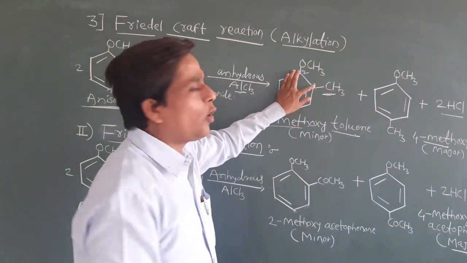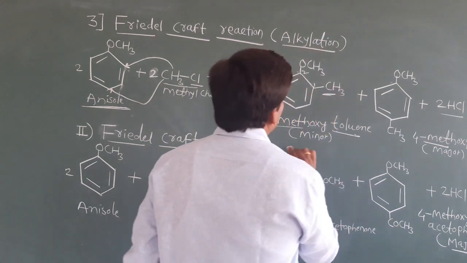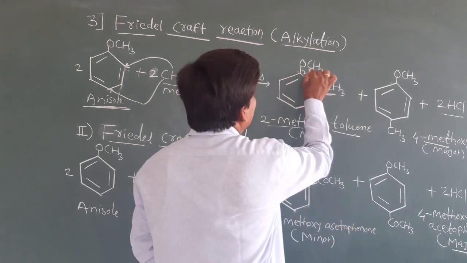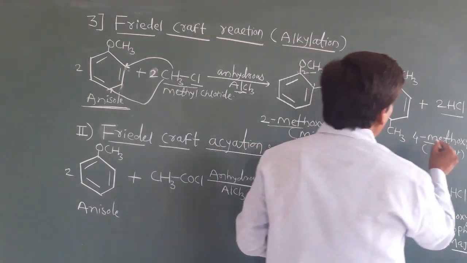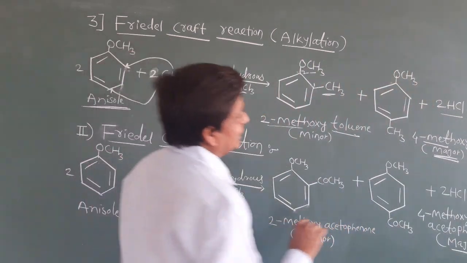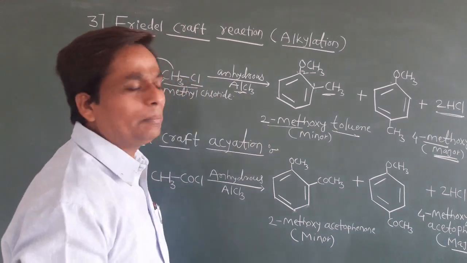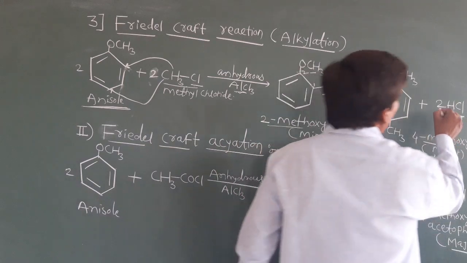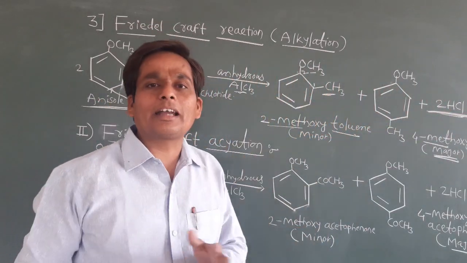So this is the ortho position and this is the para position. In this case, which is the major and minor product? The reason is that OCH3 is an activating group which can activate the benzene ring. So para is the major product and the byproduct is what? 2HCl will be removed, because CH3 is attached two times at ortho and para, so 2 hydrogens and 2 Cl, totally 2 hydrochloric acid is removed as the byproduct. So this is Friedel-Crafts alkylation.